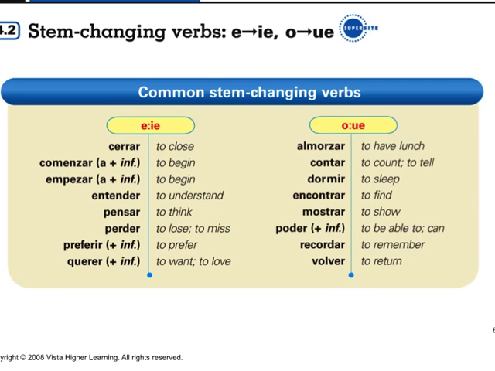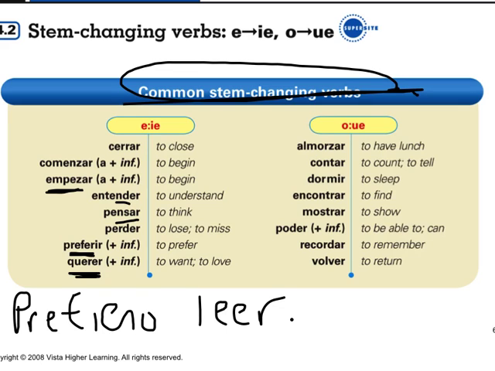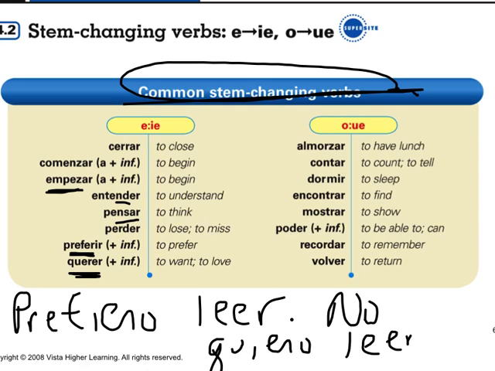So, clase, here is a list of very, very common stem-changing verbs in Spanish. Here's a great group right here. So, E to IE, we have cerrar, comenzar. Comenzar and empezar can be used interchangeably. It's up to you. Señor Maresca likes to use empezar. How about you? But we also have entender, pensar, perder, and then we have preferir and querer. Remember, these two verbs can also be followed by an infinitive like prefiero leer. Querer also. No quiero leer. They could be followed by the infinitive.